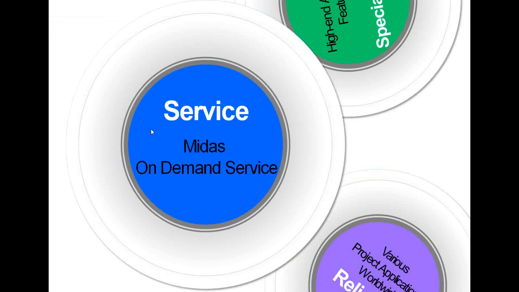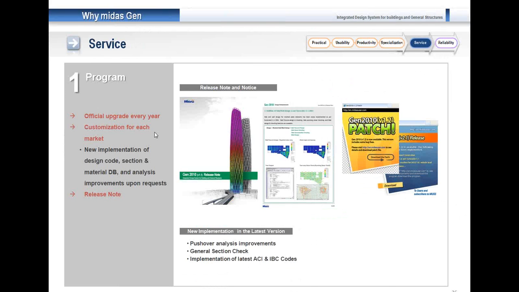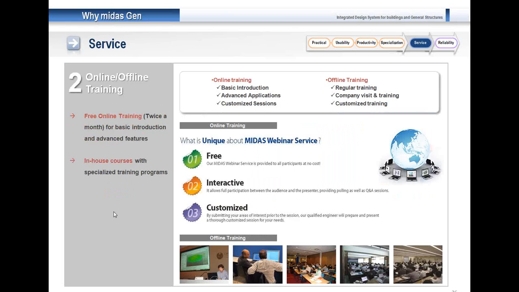Now, finally, last thing, the service. In Midas, we always give you the best service, so we will provide notices, updates, and we have an official upgrade every year for the software. So we have a big, let's say, big update every year, and some smaller updates every 3 months or 6 months, depending on the product. We can customize in function of the market. So if your country requires a certain type of design code or something, it is always possible to customize.